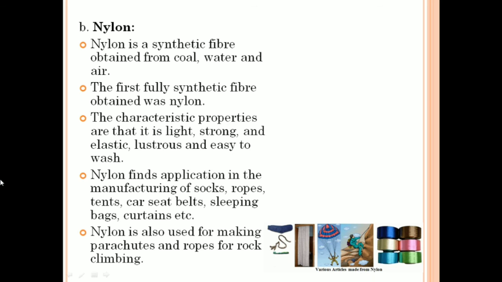So this is all about nylon. It is a fiber made using coal, water and air. It was the first fully synthetic fiber. We have seen that it is light, strong, elastic, lustrous and easy to wash. We have also seen that socks, ropes, tents, car seat belts, sleeping bags and curtains can be made with nylon, and it is also used in making parachutes and ropes for rock climbing. So this was all about nylon.